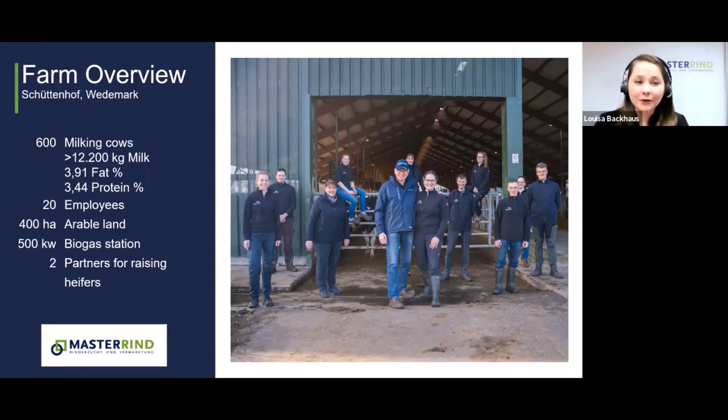For producing the feed for our cows, we have about 400 hectares of arable land. Most of the crops we grow are, of course, grass and corn, which we harvest in silage. We are able to do about 4 to 5 cuts of grass per year, depends on the weather. But the last 3 years have been very, very dry in Germany. So we were just able to do 2 to 3 cuts, and we have to irrigate a lot because otherwise there would be no growing at all.